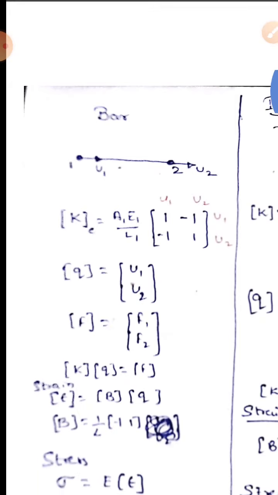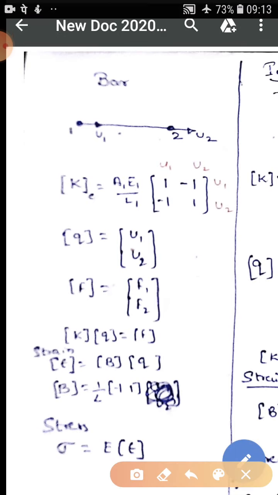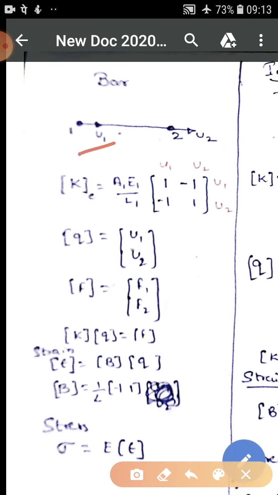See, you can just see for the bar element there were two nodes, and each node was having 1 degree of freedom, and it was able to move in x direction only. Node 1 was able to move in x direction, and the displacement we assumed as u1. Node 2 was able to move in x direction, that we say as u2. These were the displacements associated with those nodes.